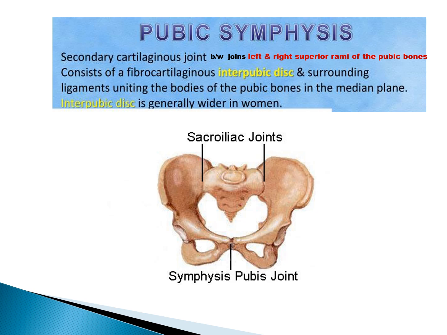The pubic symphysis is a cartilaginous joint between the left and right superior rami of the pubic bone. It consists of a fibrocartilaginous interpubic disc surrounded by ligaments, uniting the bodies of the pubic bones in the midline. The two pubic bones are lined by hyaline cartilage and bound by the fibrocartilage interpubic disc. Interpubic disc is wider in females.